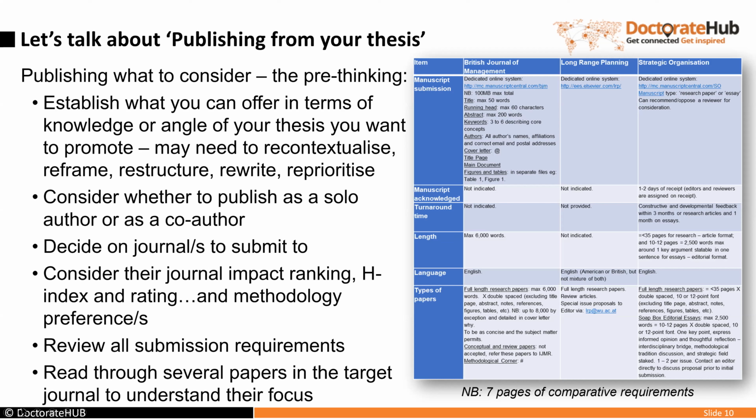So review all the submission requirements on each of the journals you're looking at. So for example, here I looked at the British Journal of Management, the Long Range Planning and Strategic Organisation. So I looked at 3- and 4-star journals. British Journal of Management is 4-star and Strategic Organisation is 3. That one actually goes to 7 pages of comparison. But what I looked at is what does each of them need to be able to submit. So it is quite complex, but understanding where the benefits are, each of these would work on something that was based on strategy, and it worked very well.